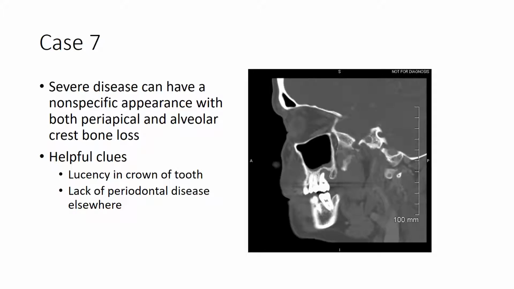In cases of severe disease, it can be difficult to tell if the bone loss is caused by periodontal disease or decay. Severe disease can have a nonspecific appearance, with both periapical and alveolar crest bone loss. Lucency in the crown of the tooth and lack of periodontal disease elsewhere would suggest decay.